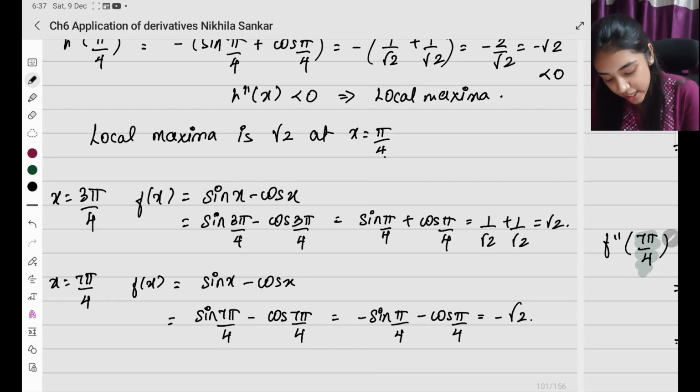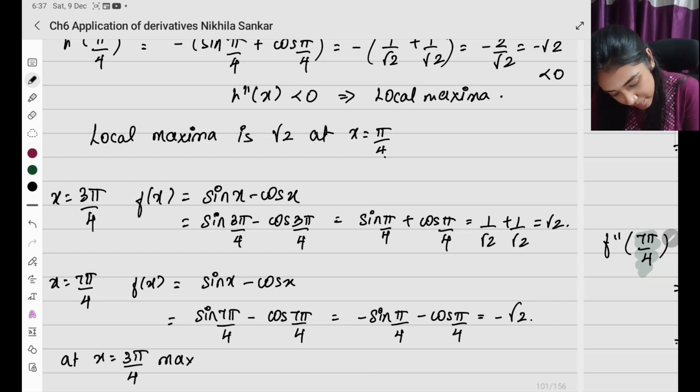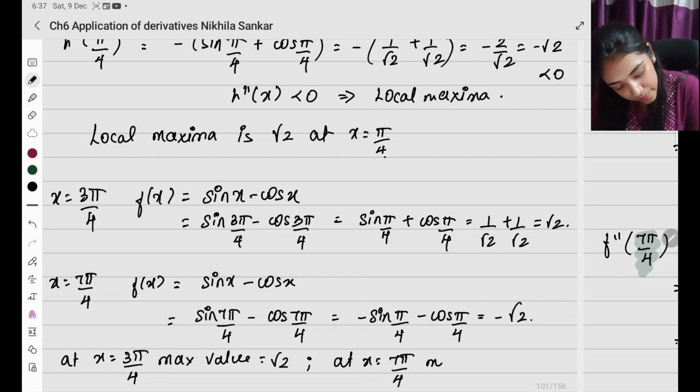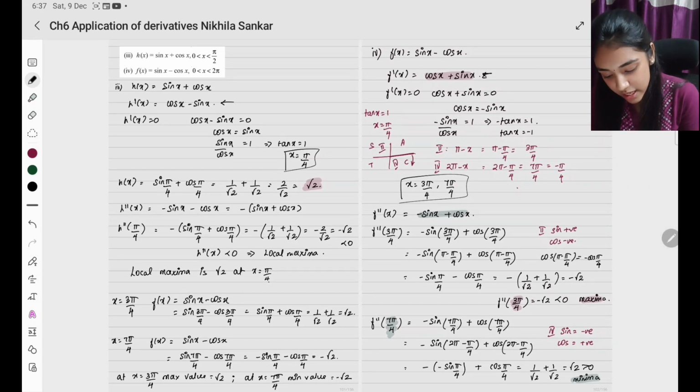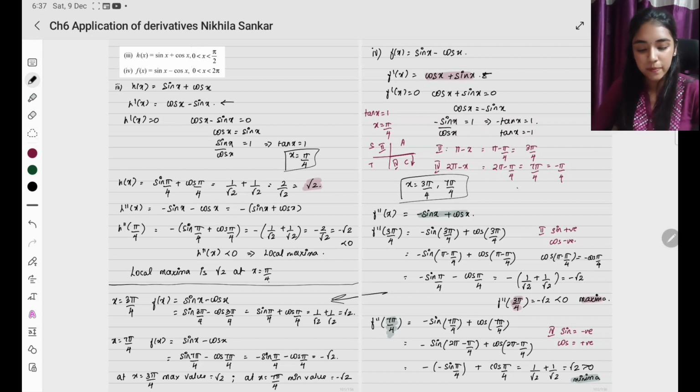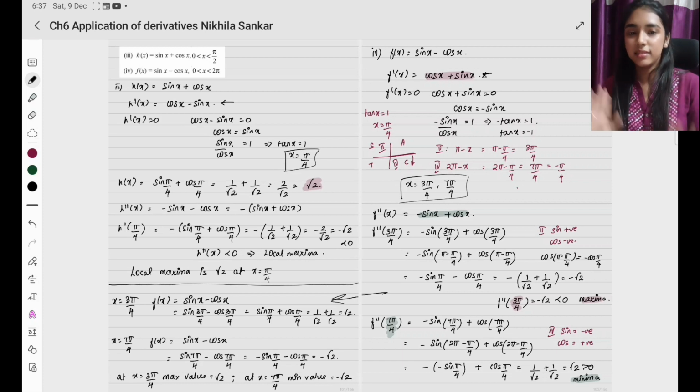Now what is my final answer? At x equals 3 pi by 4, maximum value equals root 2. And at x equals 7 pi by 4, minimum value equals minus root 2. Understood? So this is how you write your final answer. This is what I have written here from the question. Okay, please copy. This is a very very easy process. If we put the all silver teacups correctly, the answer will come correctly. Okay?